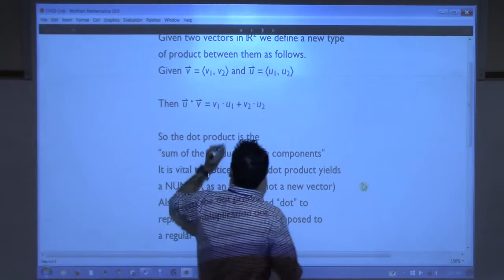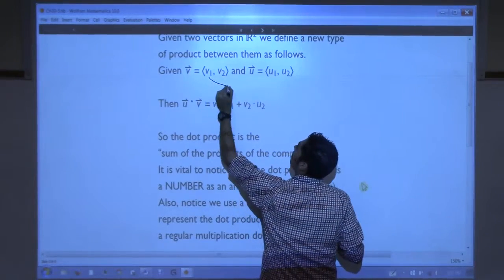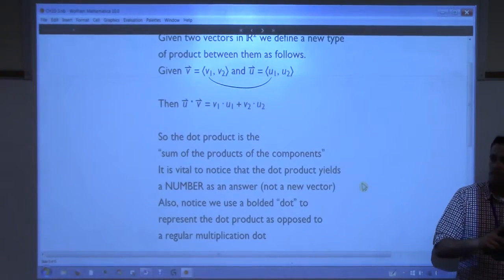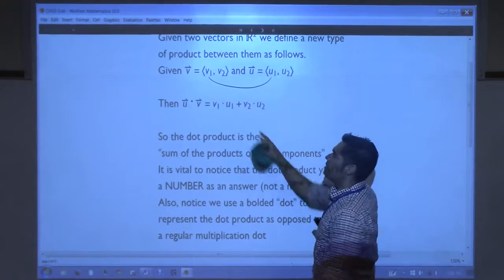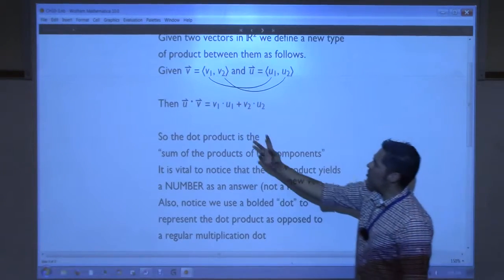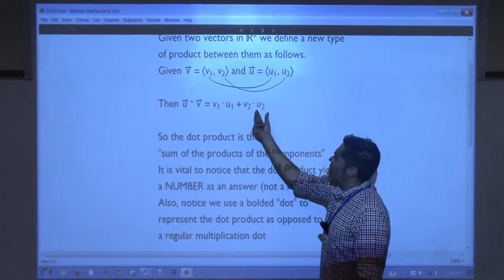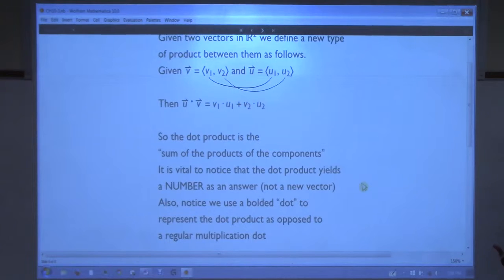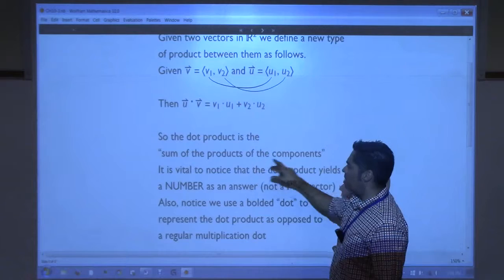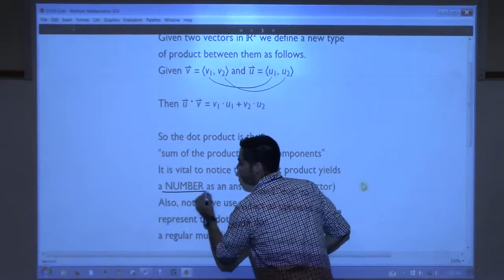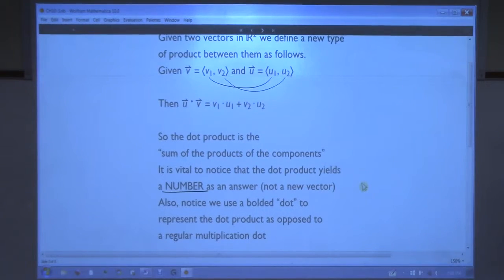So all you're doing, I want you to see this, is you're multiplying the first components together, right? You're multiplying them together, and then you're adding to that the second two components together. So you're taking two numbers, multiplying them, two numbers, multiplying them, and then adding them. So the answer should be a what? A number, right? The dot product is the sum of the products of the components. It's vital to notice the dot product yields a number as the answer, not a new vector.